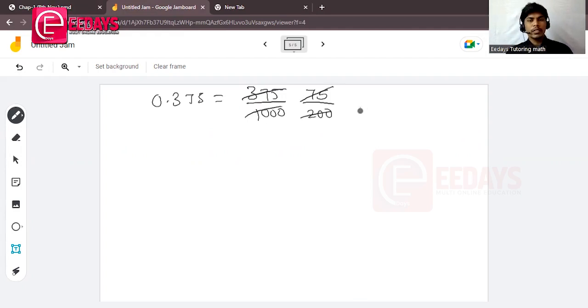200 canceled with 5 gives 40, and here 15. If you cancel further, 5 threes are 15 and 5 eights are 40. Finally, the minimum ratio is 3 by 8. So 0.375 in the form of p by q is 3 by 8.